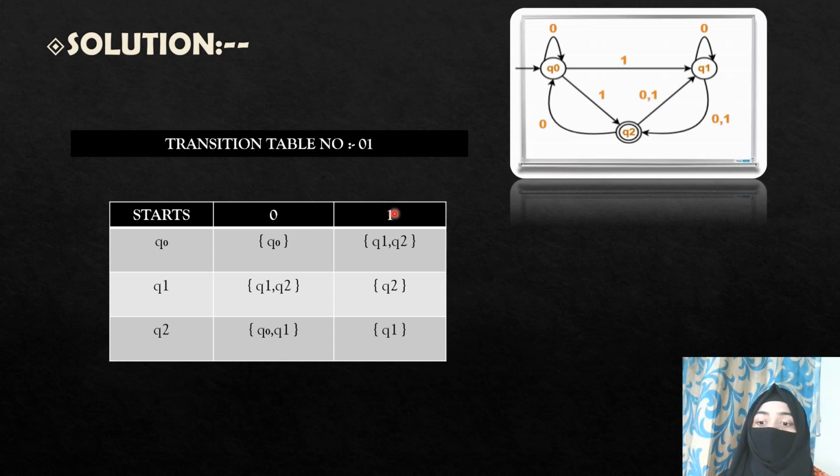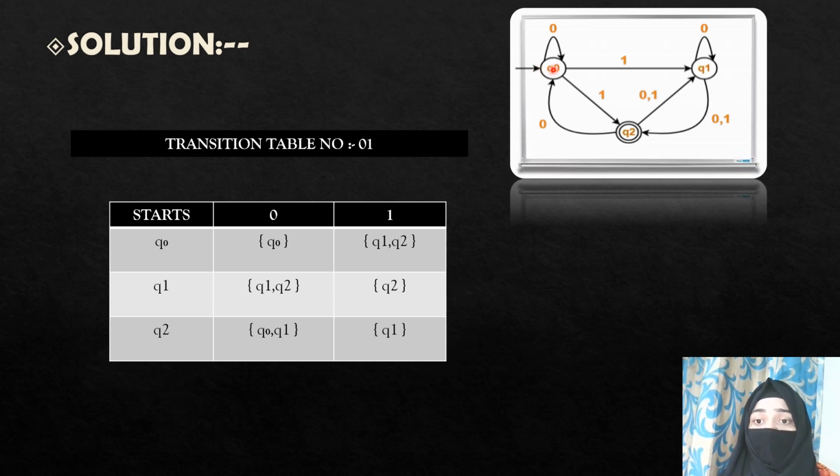0 and 1. You can see in the diagram there are three different states: Q0, Q1 and Q2, with the respective two inputs 0 and 1. We are going to see where the inputs are moving from the current state to the next state, and put it in the table. Q0 is a state in the diagram. Q0 is the initial state, and this arrow is the start state.